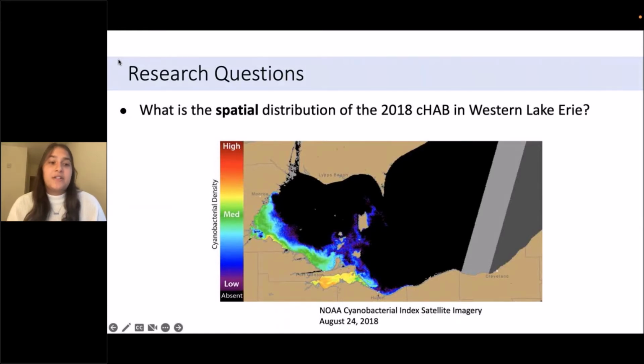My second research question is, what is the spatial distribution of the 2018 cyanobacterial HAB in Western Lake Erie? So this is a satellite image showing the HAB from 2018, and you can see that it's pretty spaced out. And so this question really aims at getting at which strains and species of Microcystis are we seeing at different points throughout the sampling locations. And so it's trying to see, do we see different abundances of strains and species at different locations?